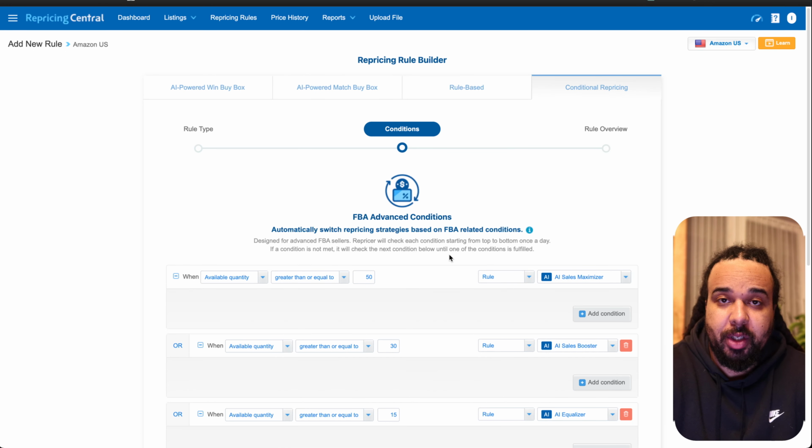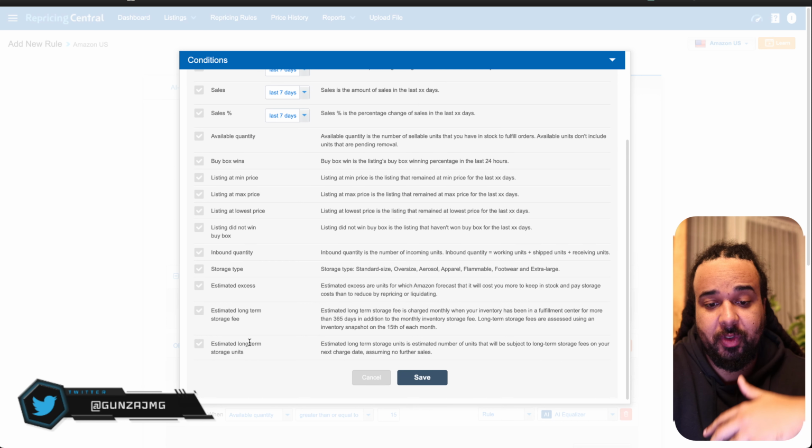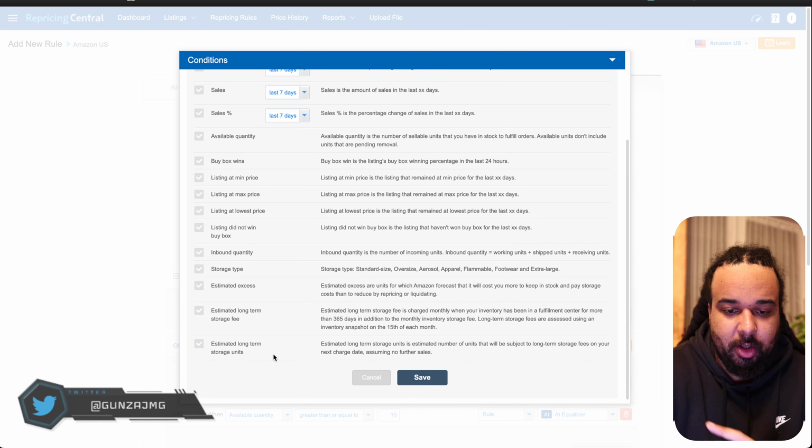You can use inventory age, which you can already do with the other one, but you can start playing with it. You can use the sell-through rate, the days of supply, and I'm wondering if from here you could do manually what I was just saying before, with the days of supply in the FBA condition rule, however it's called. You can play with the days of supply, the units sold percentage, the sales percentage, the available quantity, the buy box win, the listing at minimum price, max price, listing at lowest price if you did not win the buy box, the inbound quantity, the storage type, the estimated excess, the estimated long-term storage fee, which is really interesting, and the estimated long-term storage units.